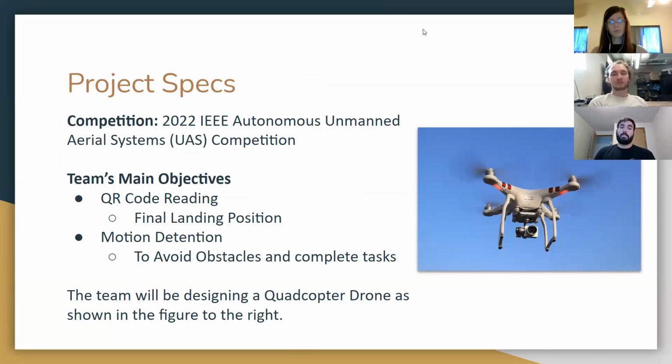So, as mentioned last week, our robot is for the 2022 IEEE UAS competition. The main objectives for that are the QR code for the final landing position, motion detection to avoid obstacles and complete other tasks. The team will be designing the quadcopter drone as shown in the picture to the right.